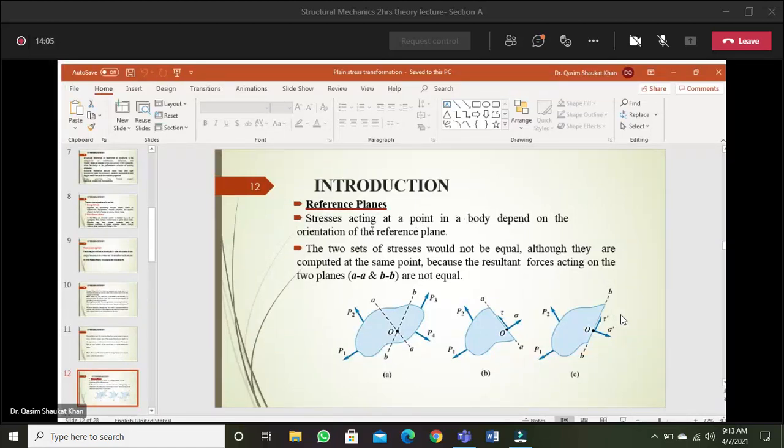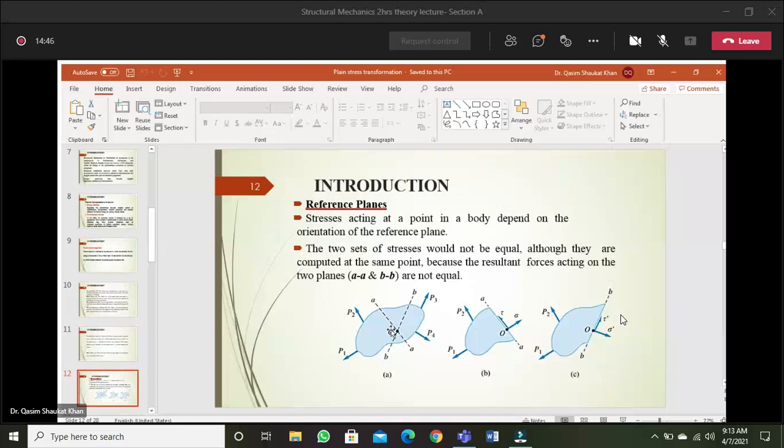This means that if you want to find the stresses in an element at an angle theta 1 or theta 2 or theta 3, let's say theta 1, theta 2, theta 3 are different orientations, you will get a pair of stresses. A pair of stresses means the normal stress and the shear stress, which will be different from one another. The two sets of stresses that we get from plane AA and plane BB will not be equal, although they are computed at the same point.